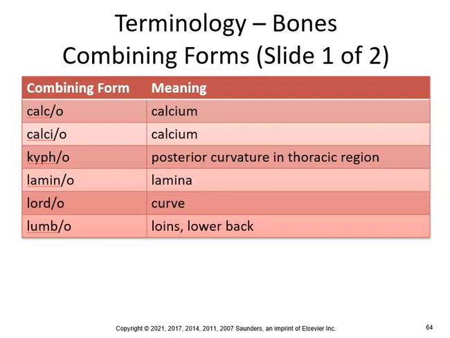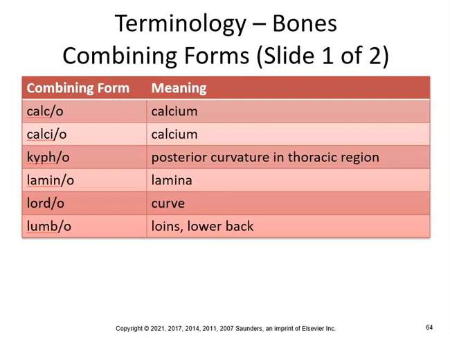Kypho is a posterior curvature of the thoracic spine, so somebody would have kyphosis. Lamina is a part of your vertebral body, so if somebody is having a laminectomy, they would have a removal of a lamina to relieve the symptoms of a ruptured disc. What about lord? It's curve. It means lordosis, abnormal anterior curvature of the backbone in the lumbar region. So your butt would stick out if you have an extreme lordosis.